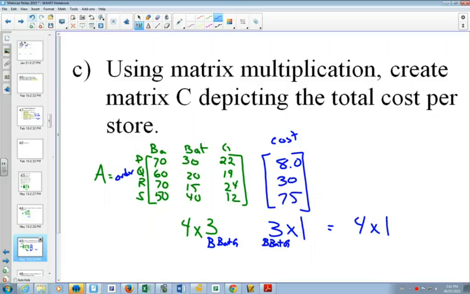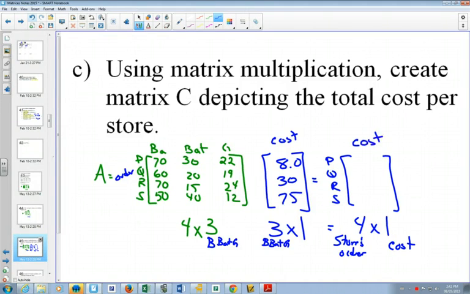And the 4 stood for the store's order, and the 1 stood for a cost. So we're going to get an answer, P, Q, R, and S, which will give us the total cost for each store. And so the outside numbers, if we have labels associated with them, what we get when we multiply, those labels get put there too, and we can get an understanding of what our answer means.